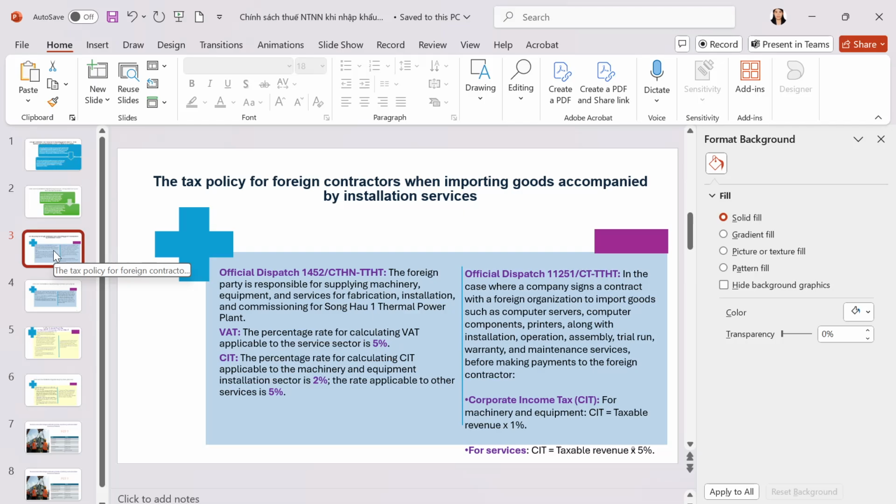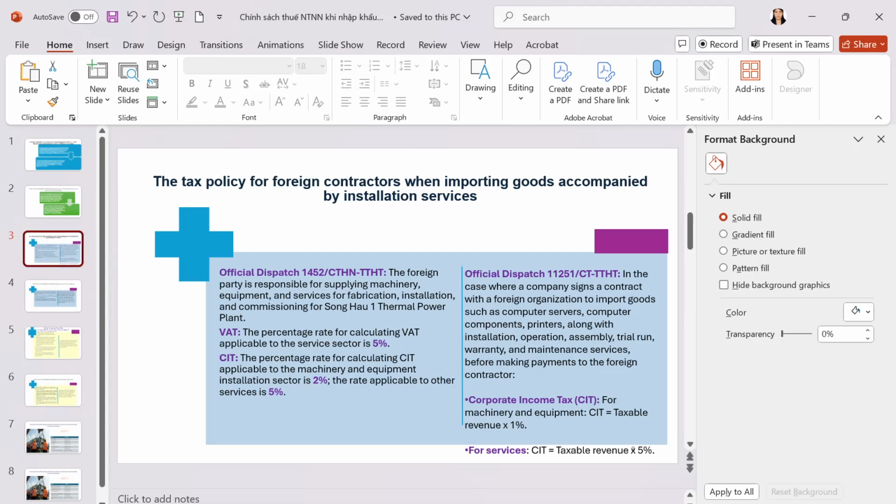And we will look at another official letter in the case where the company signs a contract with a foreign organization to import goods such as computer servers, computer components, printers, along with installation, operation, assembly, commissioning, warranty, and maintenance services before making payment to the foreign contractor. So in this case, you can see that the company imports goods and the goods are attached with services. So in this case, CIT of 1% will be imposed on the value of machinery and equipment, and for services, CIT would be 5%.